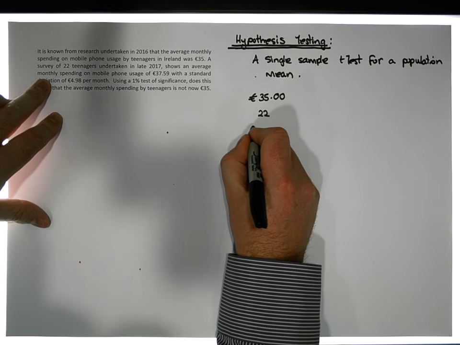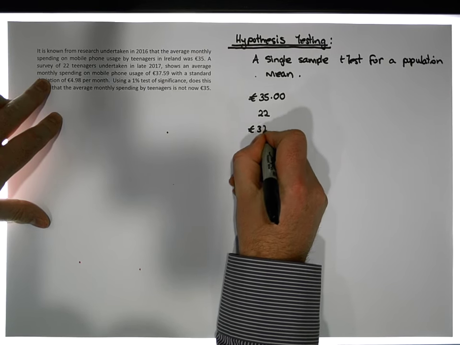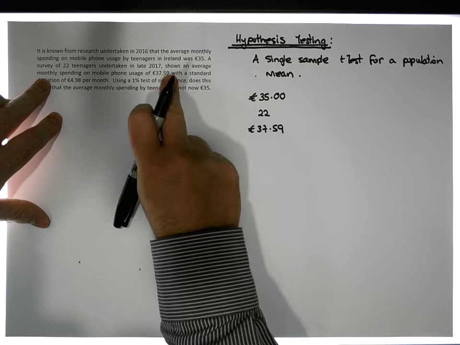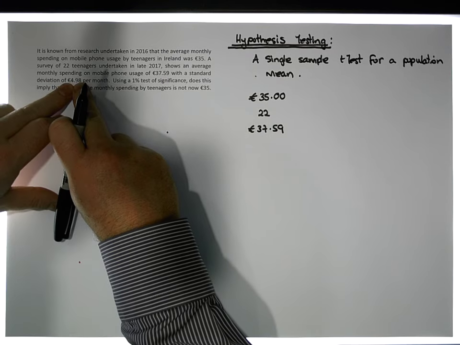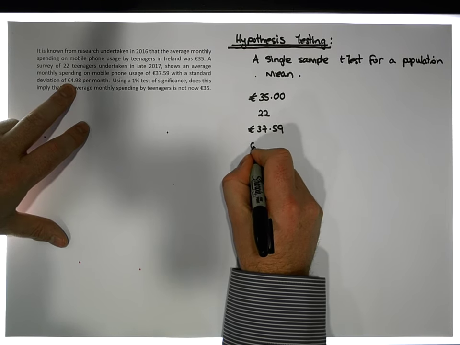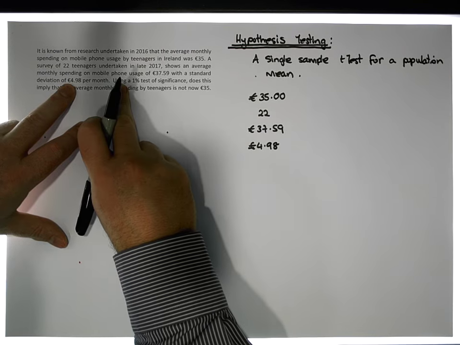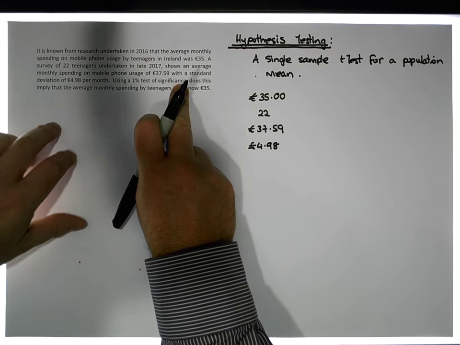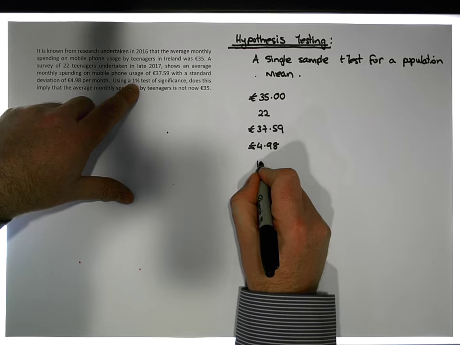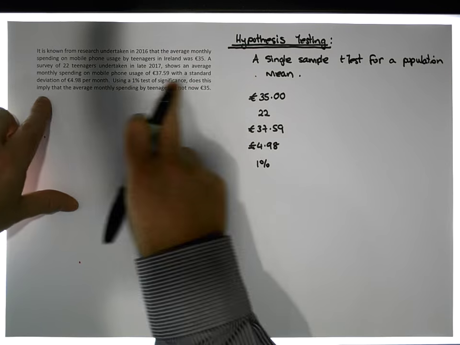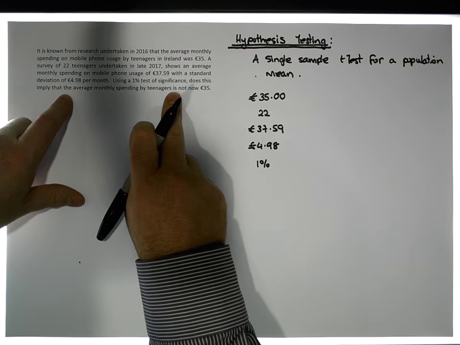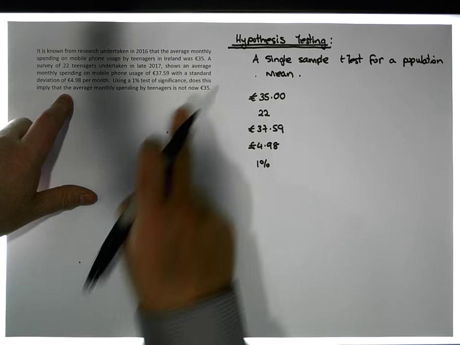So let's write that number down, €37.59, with a standard deviation of €4.98. Let's write that number down, €4.98. It says using a 1% test of significance. So there's another number, 1%. Does this imply that the average monthly spending by teenagers is not now €35?